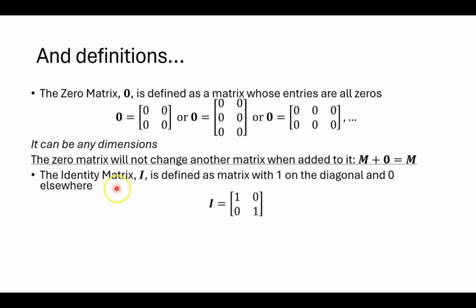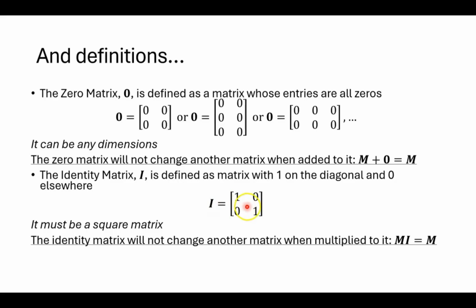And the next one is the identity matrix, written as this capital I. It's defined as a matrix of 1s on the diagonal and 0s elsewhere. And it must be a square matrix. So it can be 2 times 2 or 3 times 3, but it can't be like 3 times 4. And why is it called the identity matrix? Because it will not change another matrix when multiplied to it. So it works similarly to our number 1, as when you multiply it to anything, it gives you the thing itself again.